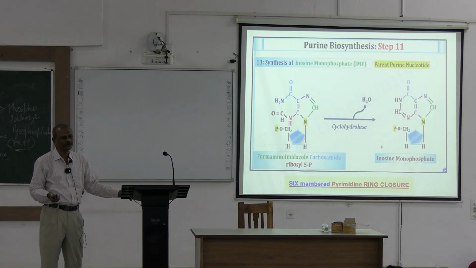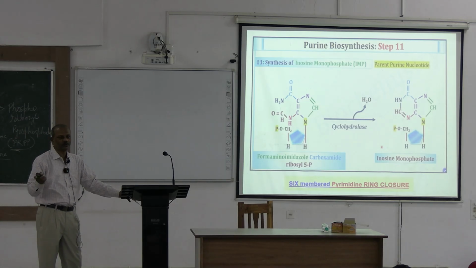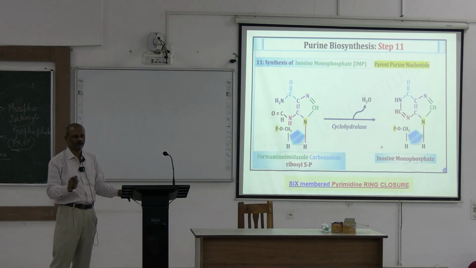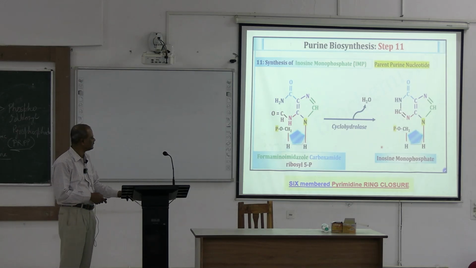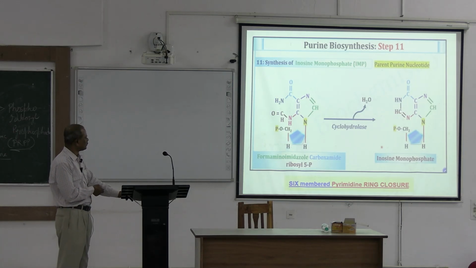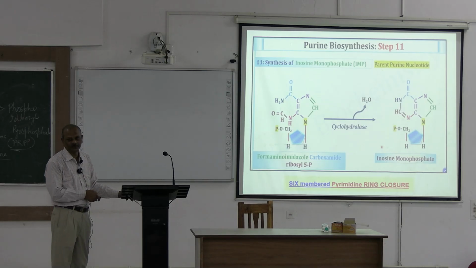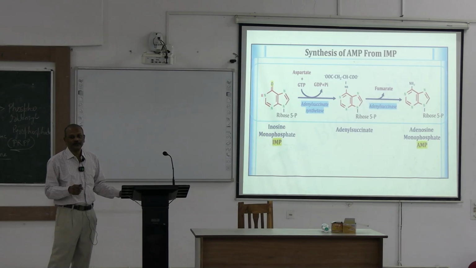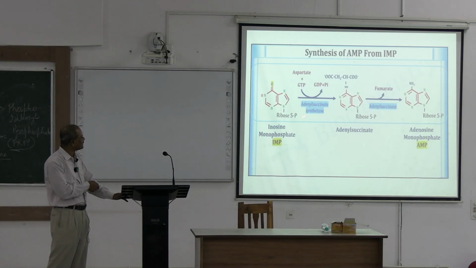If you check the EC number, you will get the same EC number. Only the name is changed. That's what I told. In many books, you might get a slightly different name. If you are having a little bit doubt, check Harper, it is a reference book, and you check the EC number. So, this is a 6-membered pyrimidine ring closure. Now, this is complete synthesis. Okay? AMP to IMP. Only one step is there.